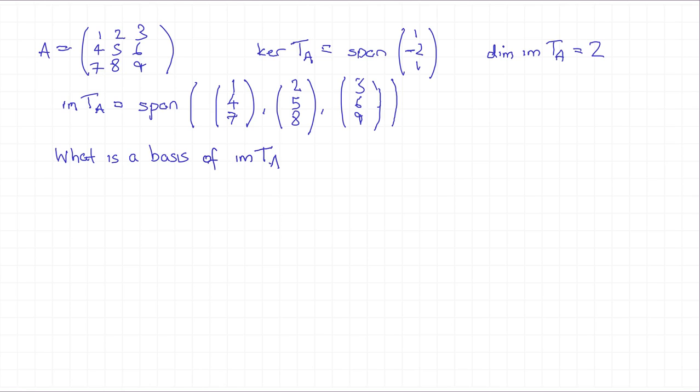Well, there are many possibilities. Let's just look for one basis. Well, we know that the dimension of the image is 2. So if we can find 2 linearly independent elements inside the image of TA, then their span is a subspace of the image of dimension 2, so it must be all of the image. So if we find 2 linearly independent elements in the image, then they're a basis for the image.